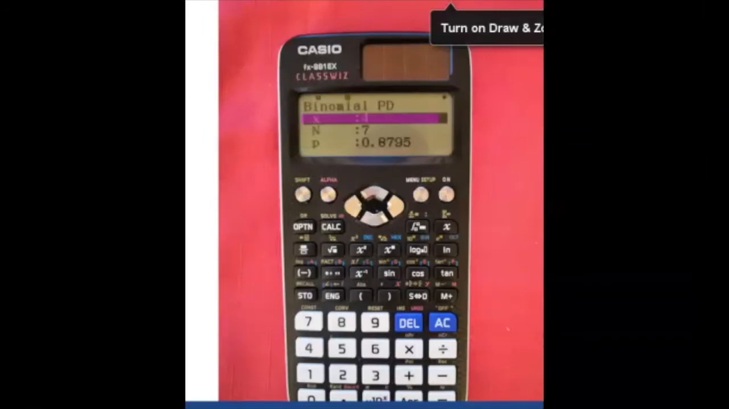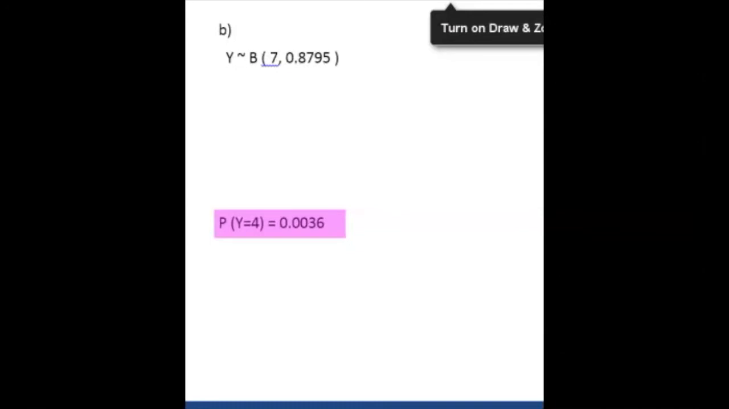Enter X as 4 because 4 was the number of tables we wanted. Enter N as 7 because there were 7 tables. And P as 0.8795 because that was our answer from part A. Press equals and we get the probability that y equals 4 is equal to 0.0036. And this is our answer.